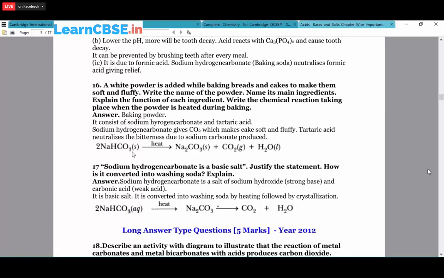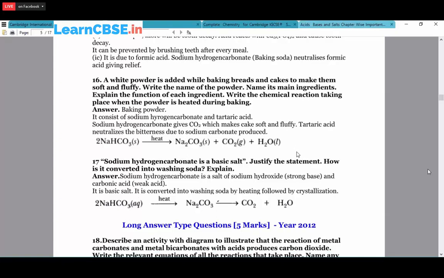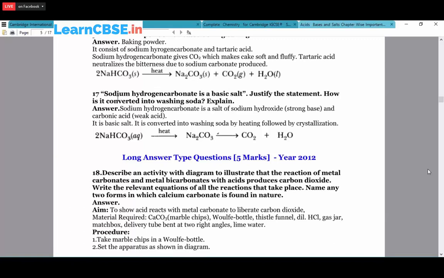When we heat the sodium hydrogen carbonate, we get sodium carbonate plus carbon dioxide gas and H2O in the liquid form. The sodium hydrogen carbonate is a basic salt.